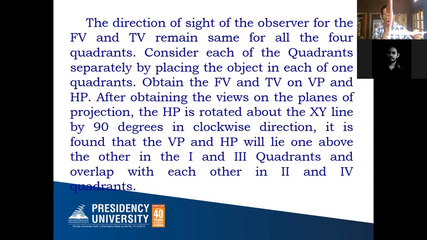What have I given as the procedure? The vertical plane we should not disturb. The horizontal plane we need to rotate by 90 degrees in a clockwise direction. That's what I'm rotating. If I do this, this is the intersection of your HP and VP. This becomes your XY line. And in the second quadrant system, both the vertical plane and horizontal plane will coincide with each other. The front view and top view also will coincide with each other for the second quadrant. So like this, the projection for the second quadrant has to be drawn.